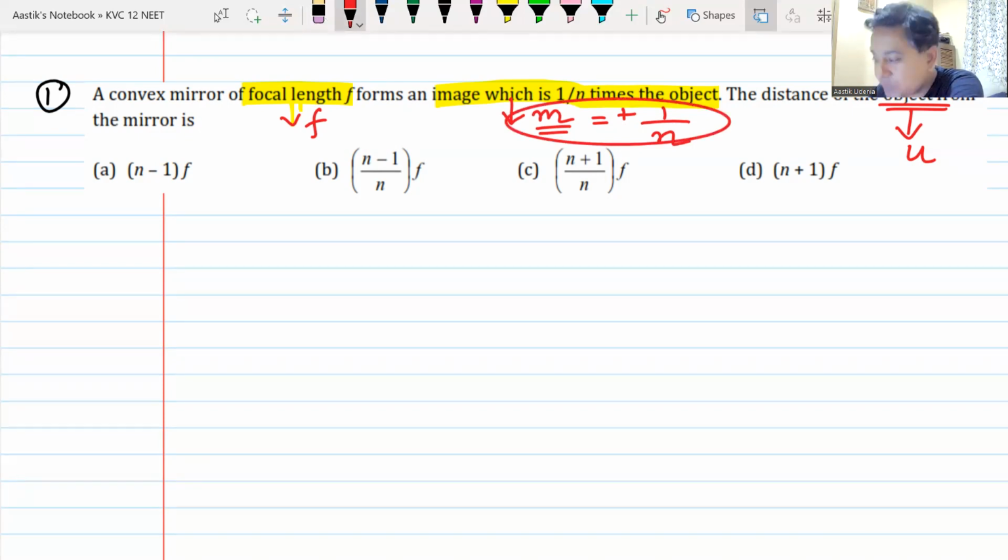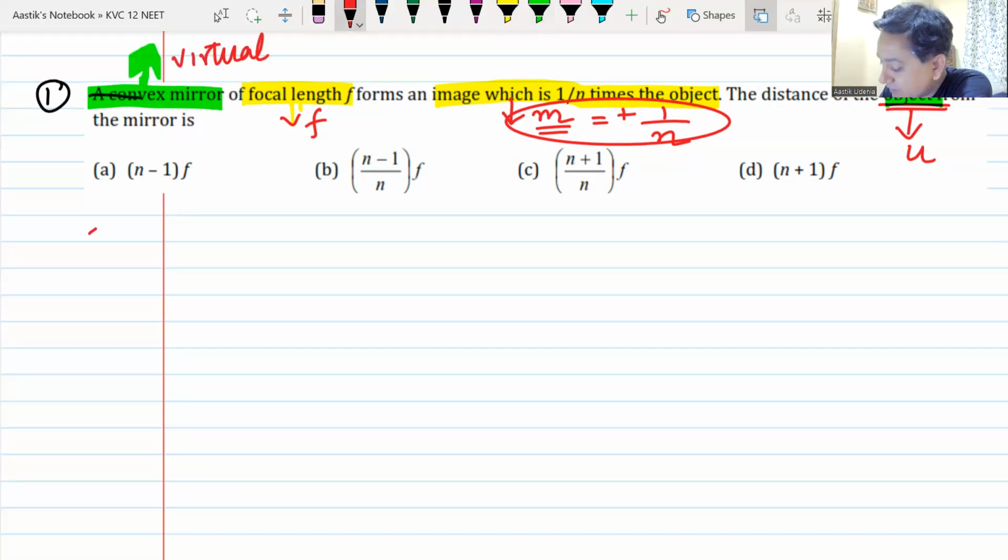That was the only thing that you had to understand. Remember, it's a convex mirror that is given to you. A convex mirror, for a real object, can only form a virtual image. And for a virtual image, magnification is positive. So positive, this is what you had to understand.